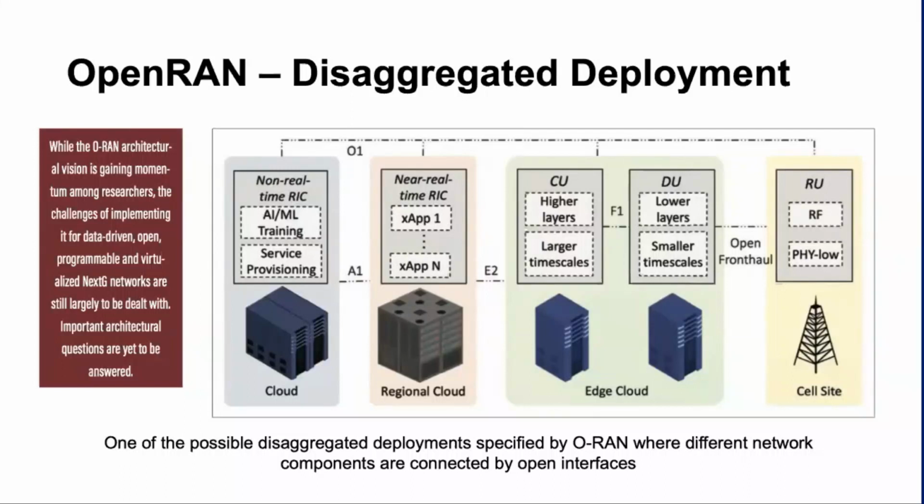Okay, so through interfaces like A1 and O1, our cloud is able to collect enough data that will be used by your AI and ML. And that data will be coming from either your edge, or it can also be coming from your end device, which in this case is your cell site.